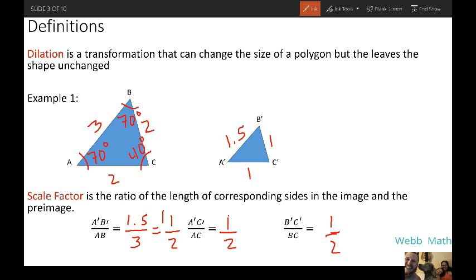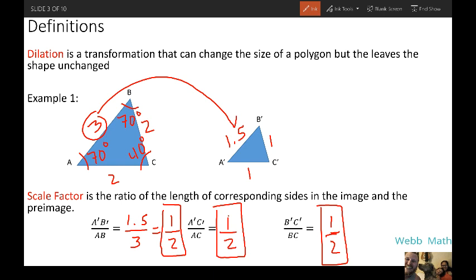So as you notice, a scale factor is a constant change that occurs with all the sides of your image. If one side doesn't go through a scale factor, it's not going to preserve the same object, and you're dilating wrong. So that's what we mean by a scale factor. Again, a scale factor has to occur constantly to all sides.